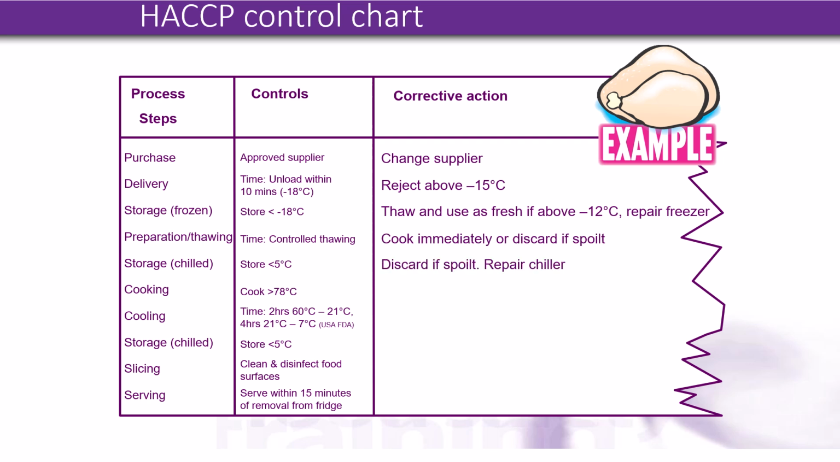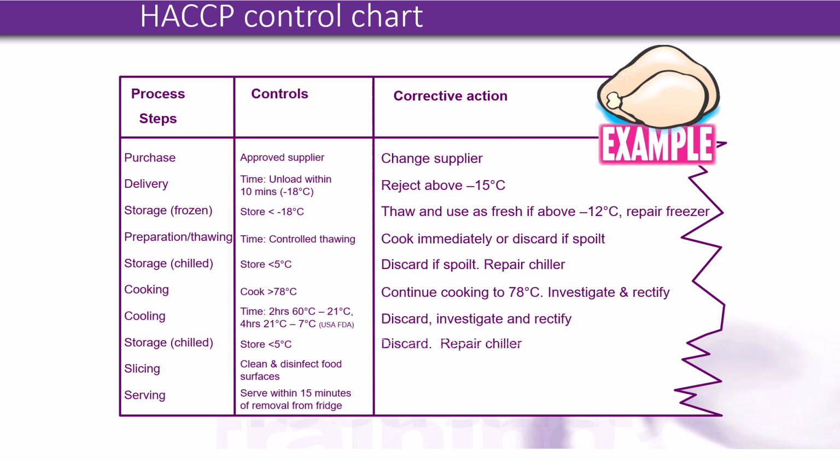Discard if spoilt, repair chiller. Continue cooking to 78. Investigate and rectify. Discard, investigate and rectify. Discard, repair chiller. Discard, retrain. Discard, retrain.